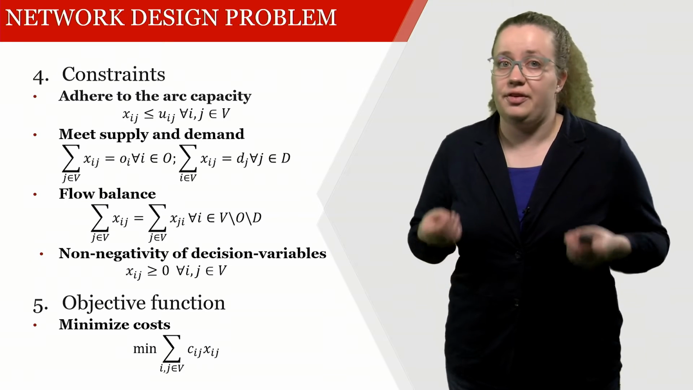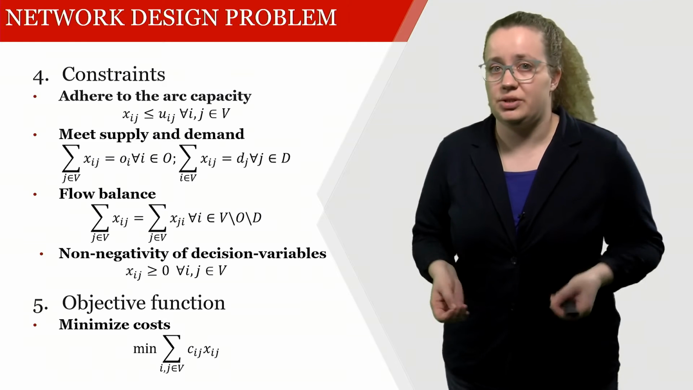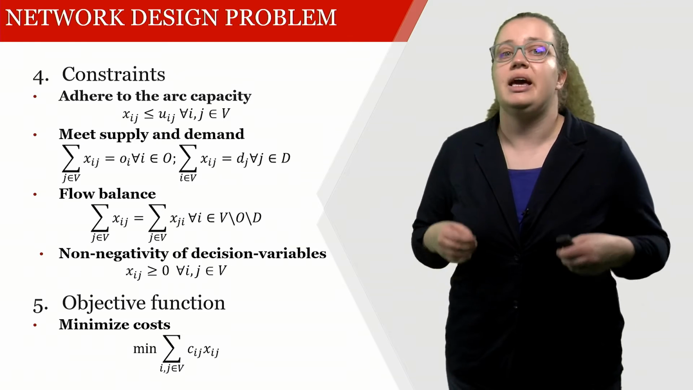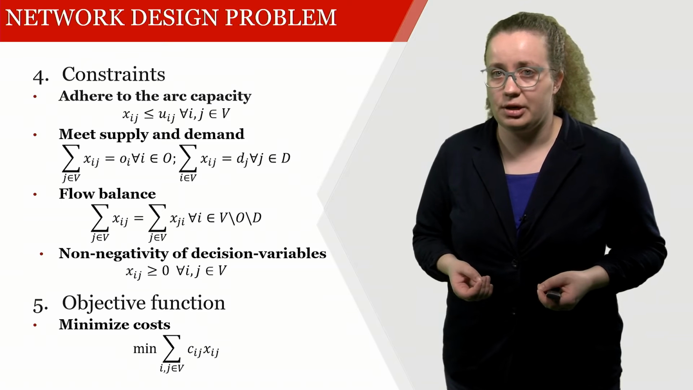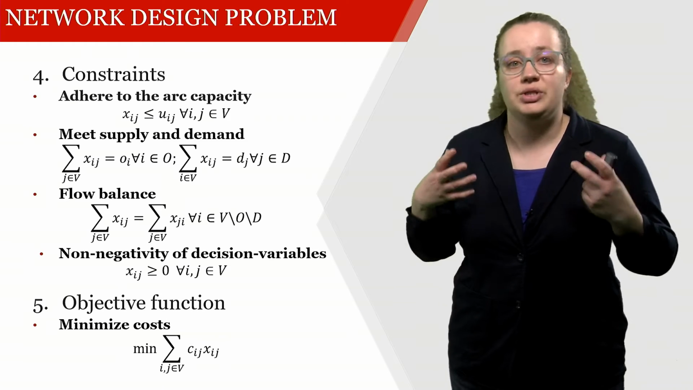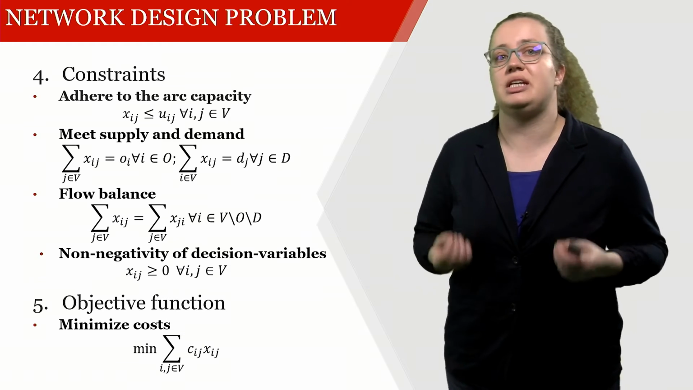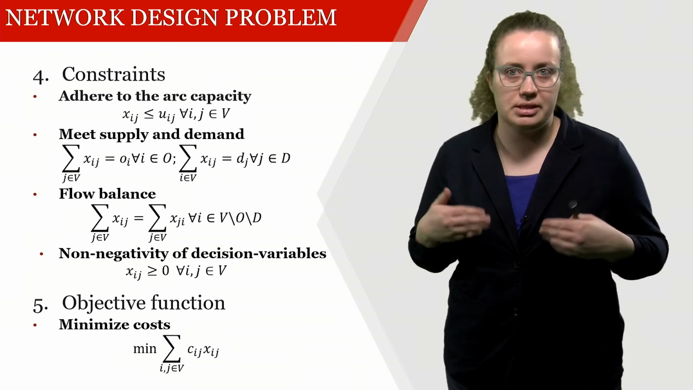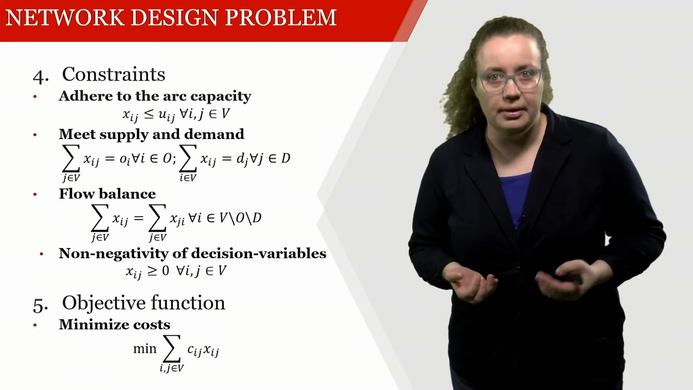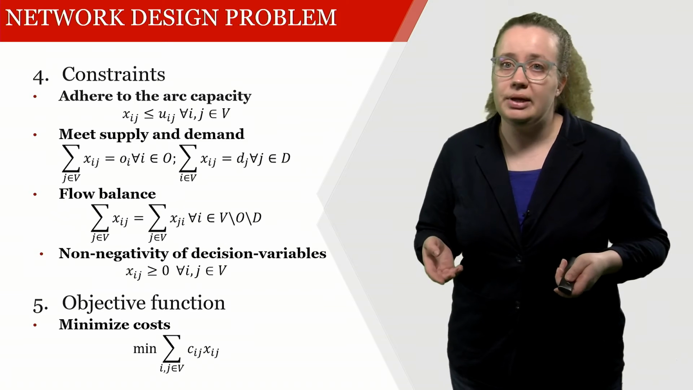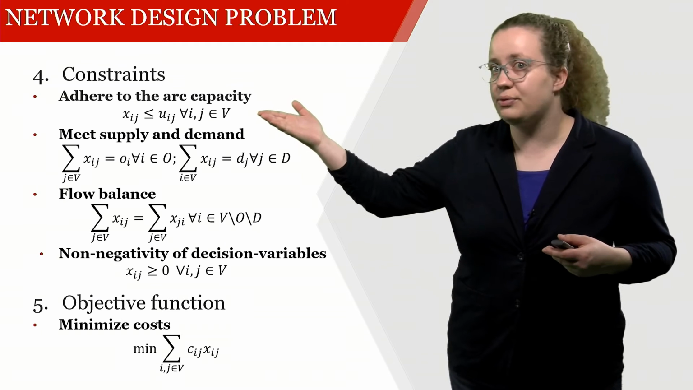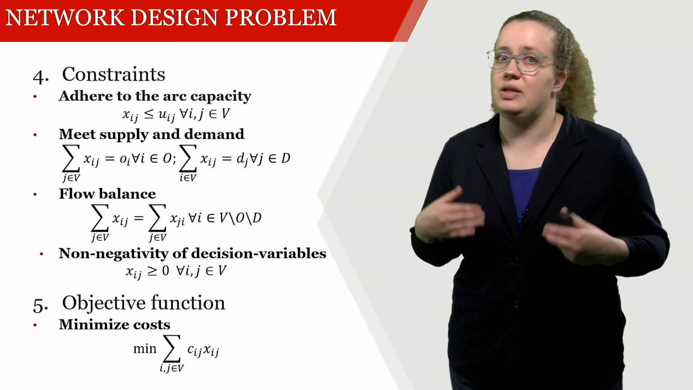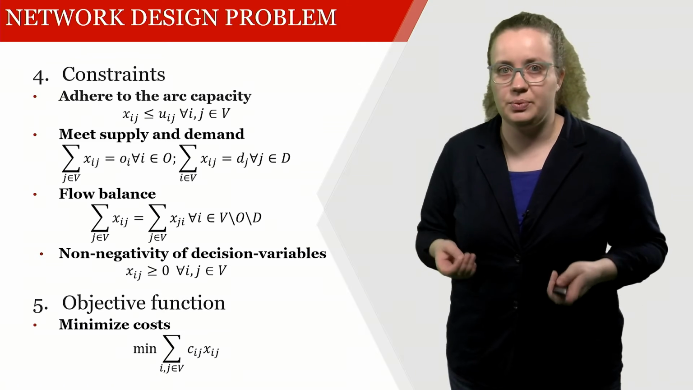And then we have a lot of constraints. So we have to adhere to the arc capacity, we have to meet supply and demand, we have flow balance, and we have non-negativity of the decision variables. And we don't have to change that much here. We just have to ensure that the arc capacity is 0, or the flow is 0, if an arc is not open. And we can do this quite simply by multiplying the right-hand side of this first constraint with the decision variable y, which means that we're adhering to arc capacity and we're satisfying flow.